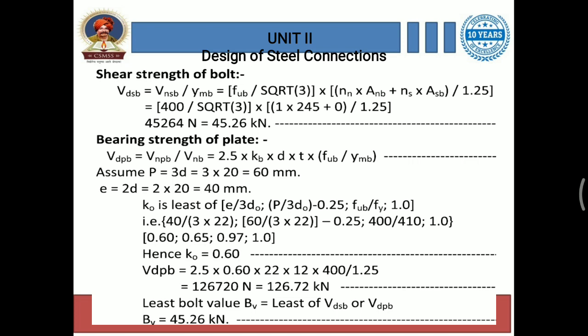Kb is equal to 0.60, the least value out of these 4 here. Okay, now directly calculate VDPB from the formula given above. All the values in the VDPB formula, that is 2.5 into Kb into d into t into fub upon gamma mb, are now known. Put all the values in the formula and find the value of VDPB, which comes out to 126.72 kilonewton.